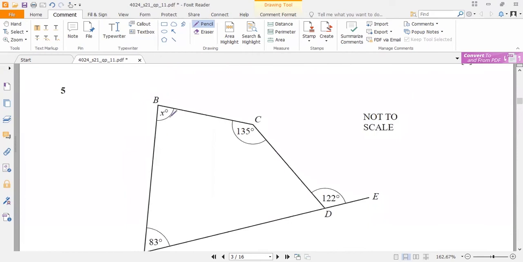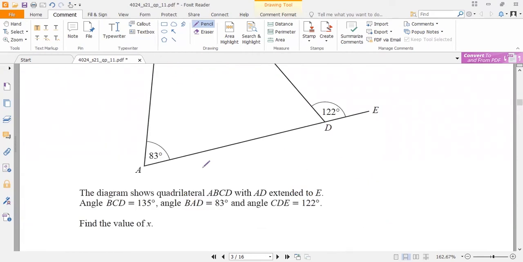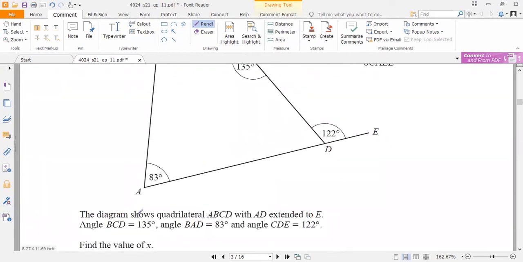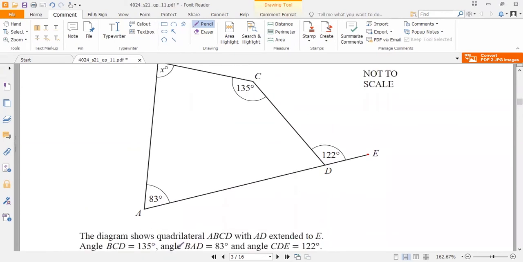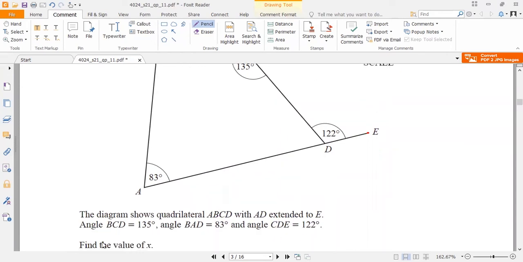Now in question number 5, this diagram we have. The diagram shows quadrilateral ABCD with AD extended to E. This line AB extended to this point, that is E. Angle BCD is equal to 135. Angle BAD is 83 and the angle CDE is 122. Here we need to find the value of x.